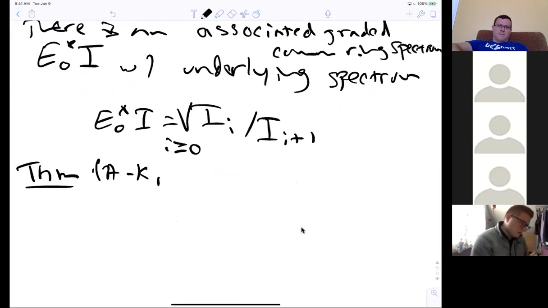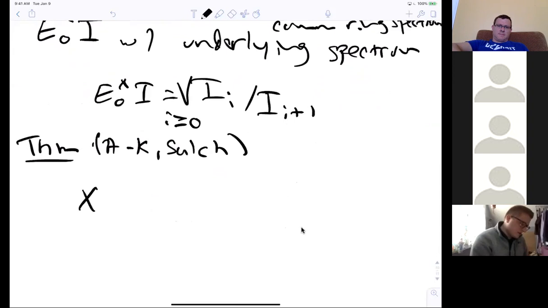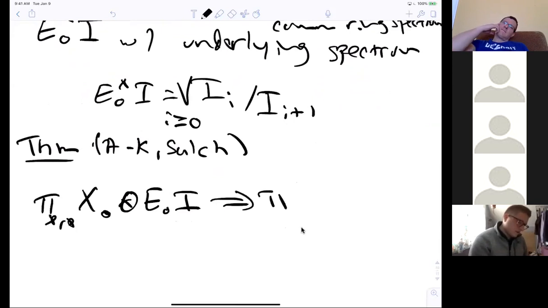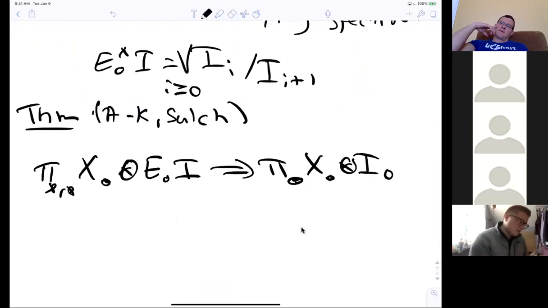You can actually tensor with any simplicial finite set, and you'll get a spectral sequence converging to the homotopy groups of X tensored with I^0. So this is for any simplicial finite set.